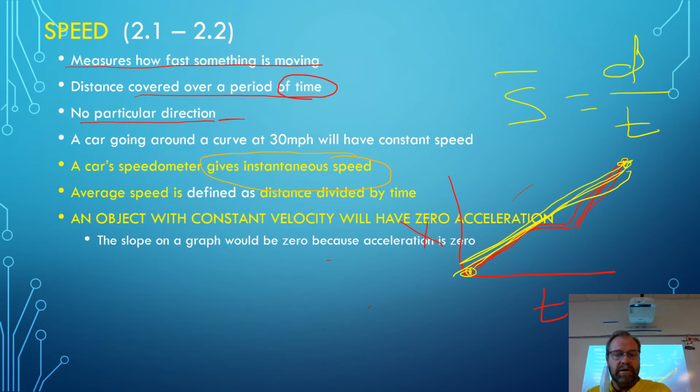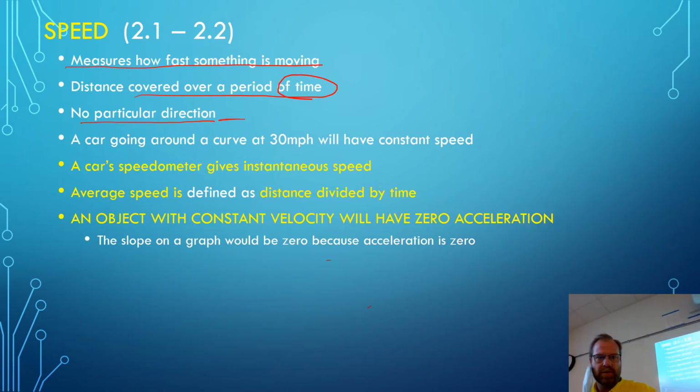Okay, so this says an object with constant velocity will have zero acceleration. So now what you need to know is the definition for acceleration. Okay, so this note right here says slope on a graph would be zero because acceleration is zero. But it really should say slope on a velocity time graph. So you should put that in there, that it's not just any graph, it's a velocity time graph.